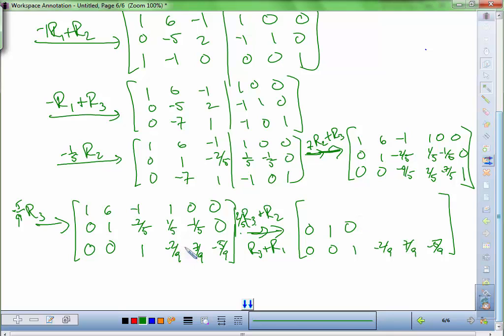You got minus 2/9, 2/5. Plus 1/5. Negative 4 plus 9. Negative 4 plus 9. 5. 5 over 45, which is 1/9. Boy, that was hard. Is that right?